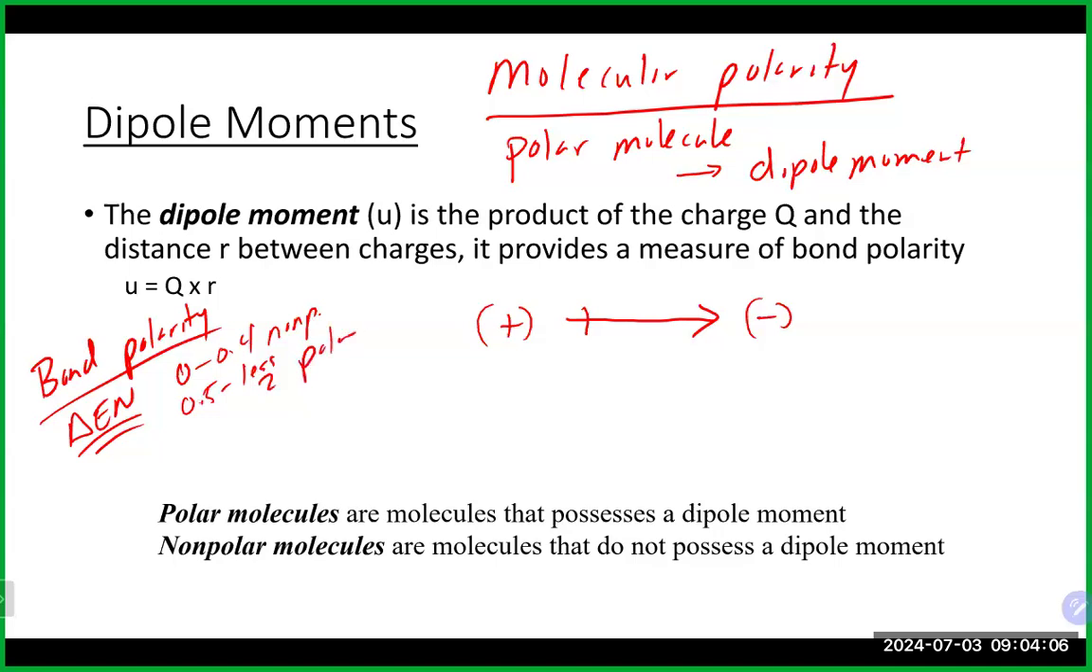Now, as we did talk about, there's only one place where bond polarity and molecular polarity are basically the same thing, and that is with diatomic molecules. But when we do get into 3 or more atoms, we do have to look at a couple different things.